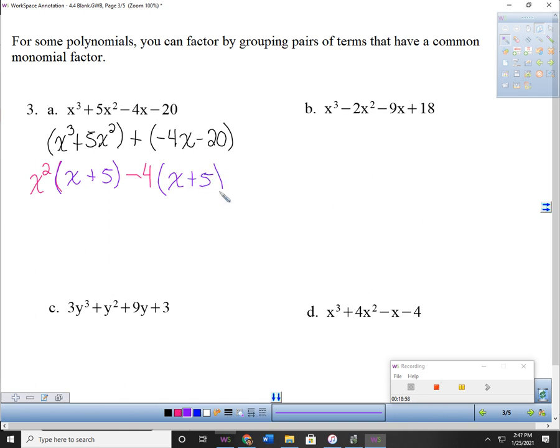Do you notice anything interesting about each set? They both have what? An x plus 5. That is the goal. Okay? That's your goal. You want both of those to be the same, and here is why. If I think of this as one term, right? This is one term, and this is one term. What is their common factor? X plus 5. They both have an x plus 5, so I'm going to factor it out.